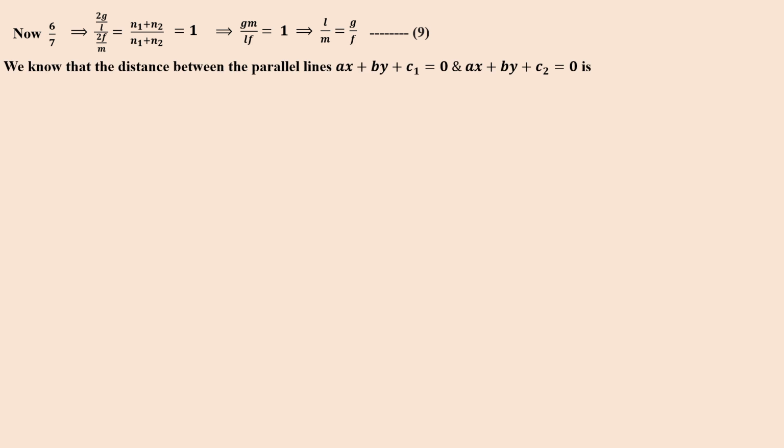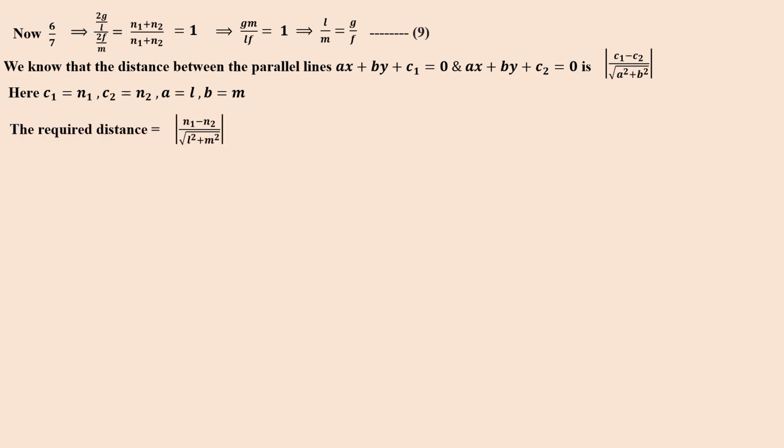We know the distance between parallel lines ax plus by plus c1 equal to 0 and ax plus by plus c2 equal to 0 is given by the formula modulus c1 minus c2 by root of a square plus b square. Here c1 equal to n1 and c2 is equal to n2, a is equal to L, b is equal to m. So the required distance is n1 minus n2 by root of L square plus m square.